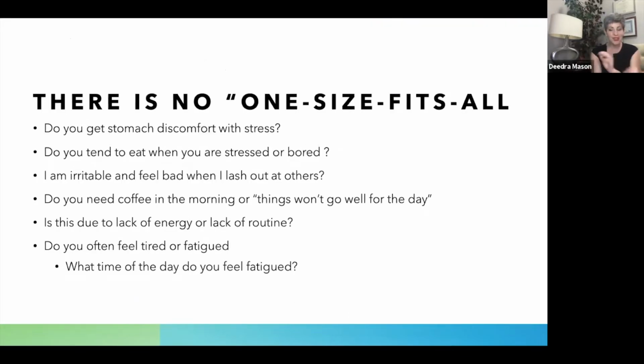So it's important to realize that there's no such thing as one size fits all. Will you fit beautifully in any one bundle?